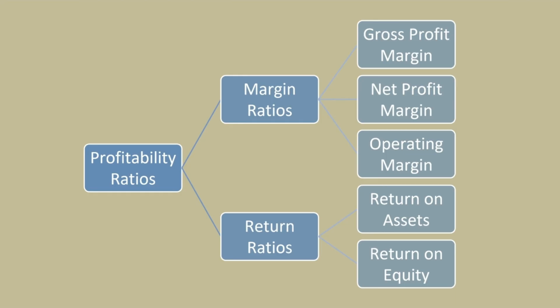Profitability ratios have 2 main types: margin ratios and return ratios. Margin ratios mainly have 3 ratios: gross profit margin, net profit margin, and operating margin. Return ratios mainly have 2 ratios: return on assets and return on equity.